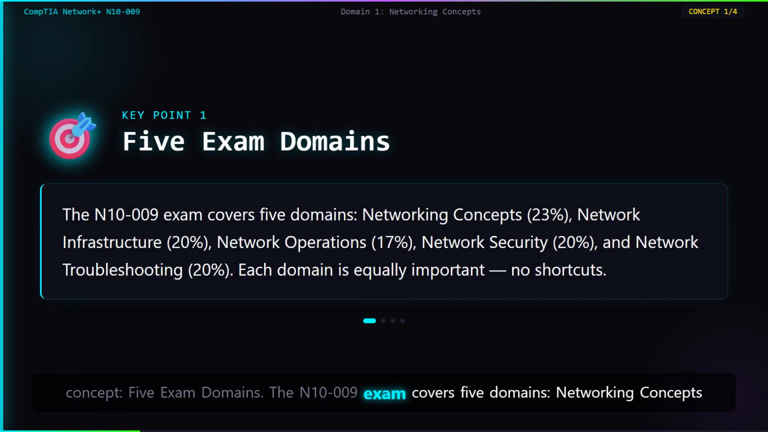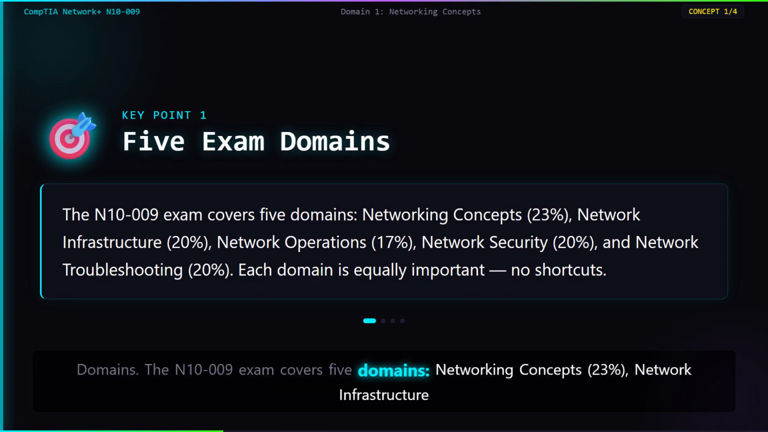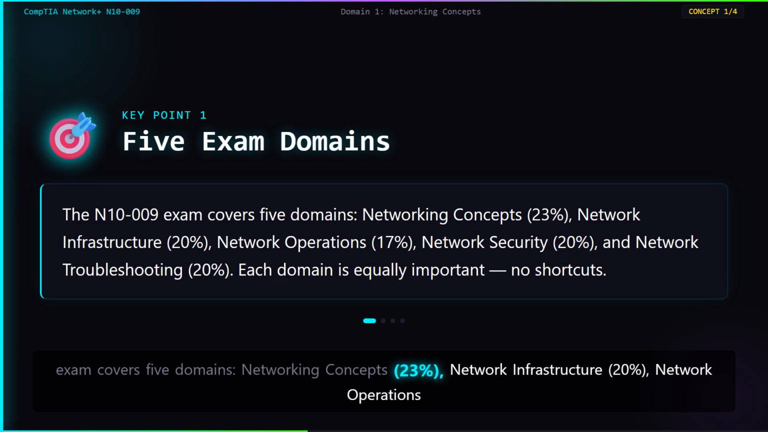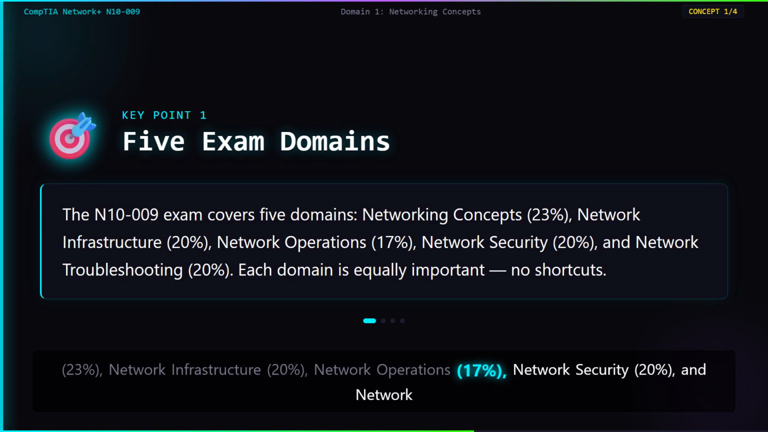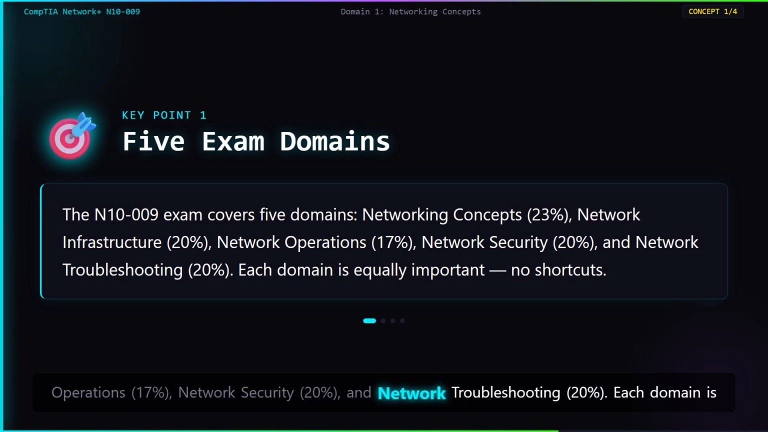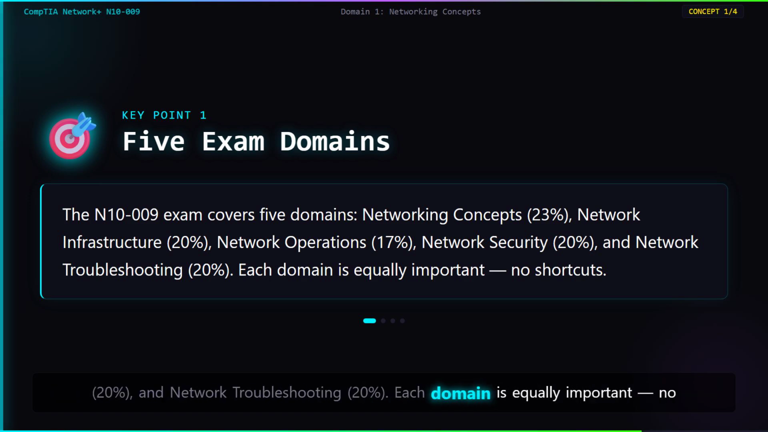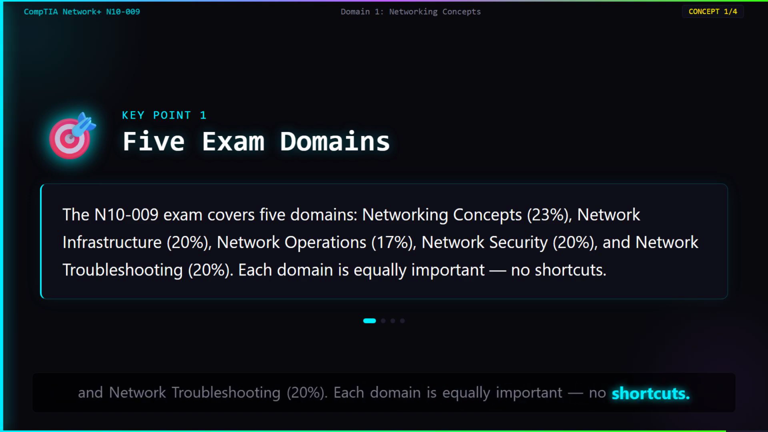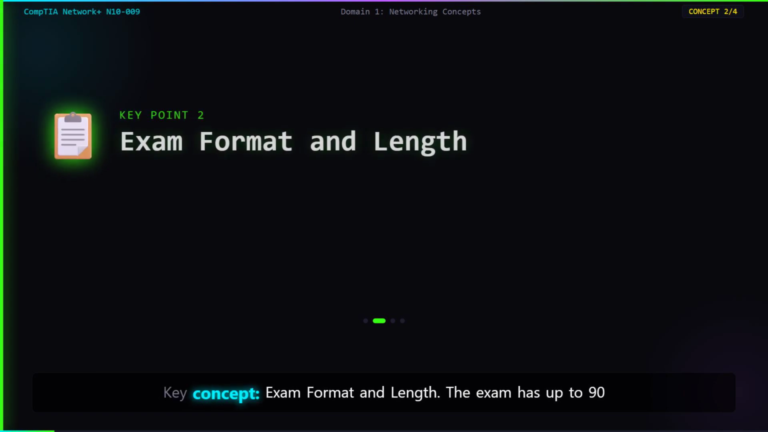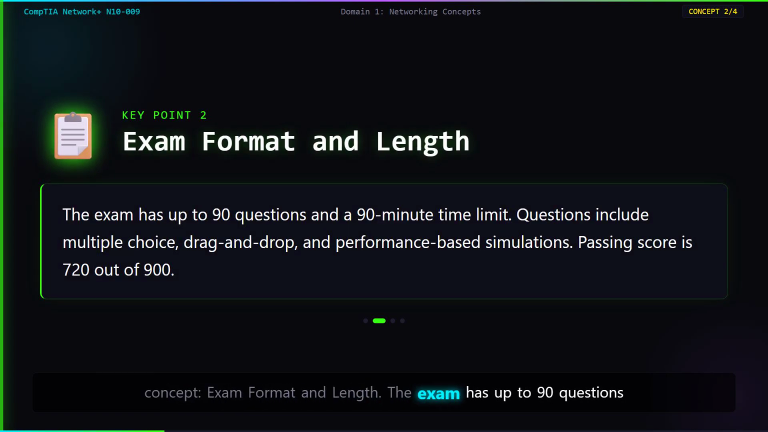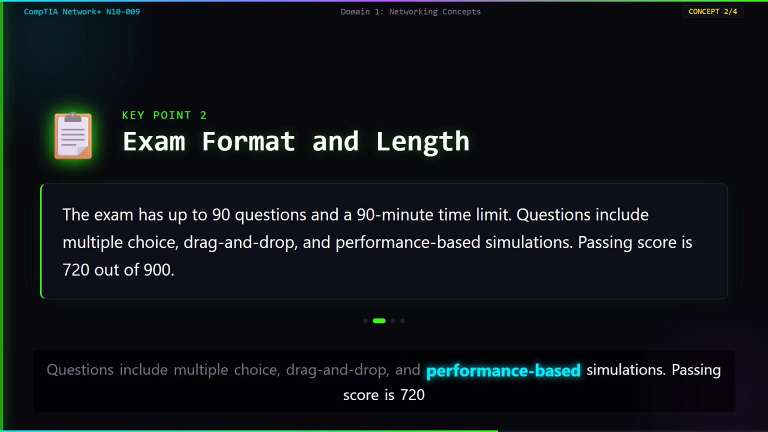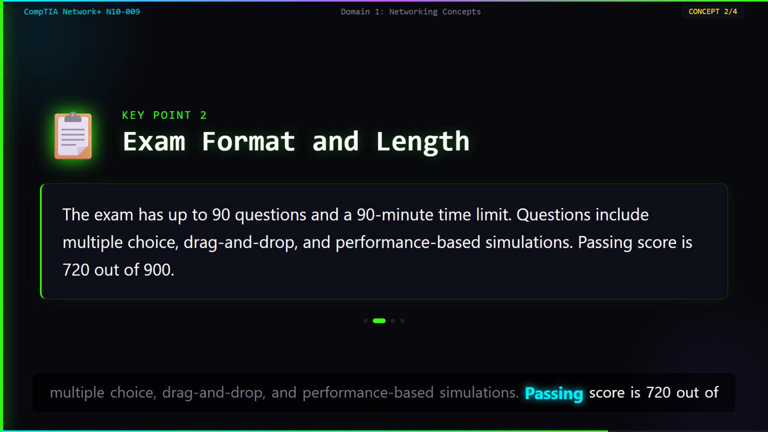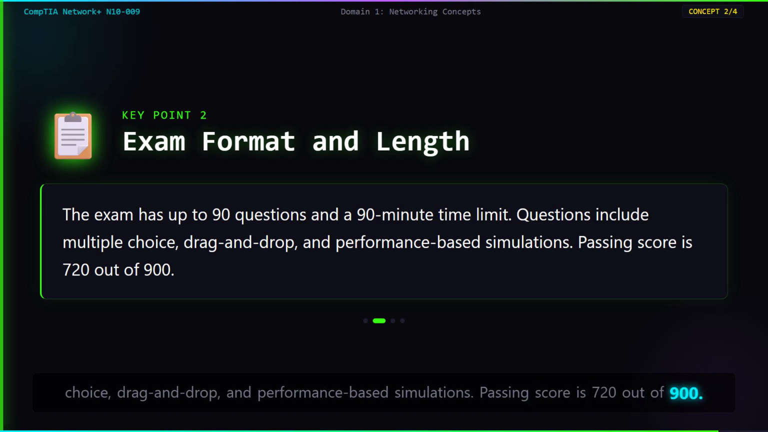The N10-009 exam covers 5 domains: networking concepts, 23%, network infrastructure, 20%, network operations, 17%, network security, 20%, and network troubleshooting, 20%. Each domain is equally important, no shortcuts. Key concept: exam format and length. The exam has up to 90 questions and a 90-minute time limit. Questions include multiple choice, drag and drop, and performance-based simulations. Passing score is 720 out of 900.